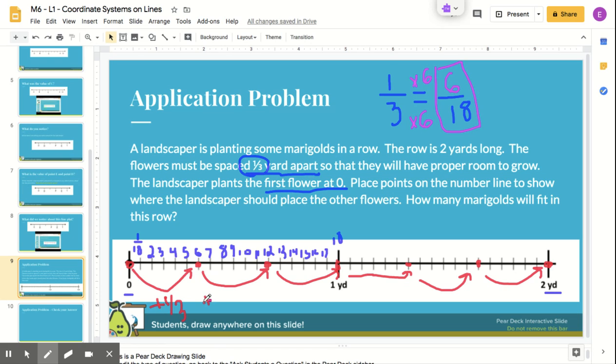or 6/18. And we know that those are equivalent. So we figured out that there would be 1, 2, 3, 4, 5, 6, 7 marigolds that can be planted in a row.